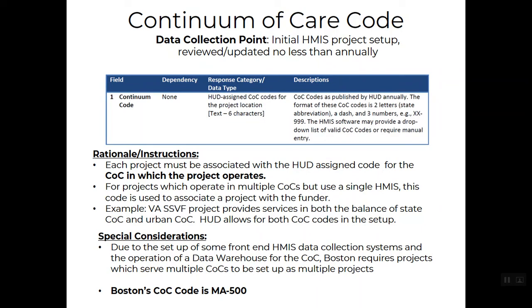Continuum of care code is especially important for agencies and projects which operate across multiple COCs. This code tells your HMIS system whether or not a program or project should be included in a data pool for the COC that is running it. Boston COC code is MA-500. It is very important that you enter this data exactly as is. Most HMIS front-end systems are looking for this 6-digit code.